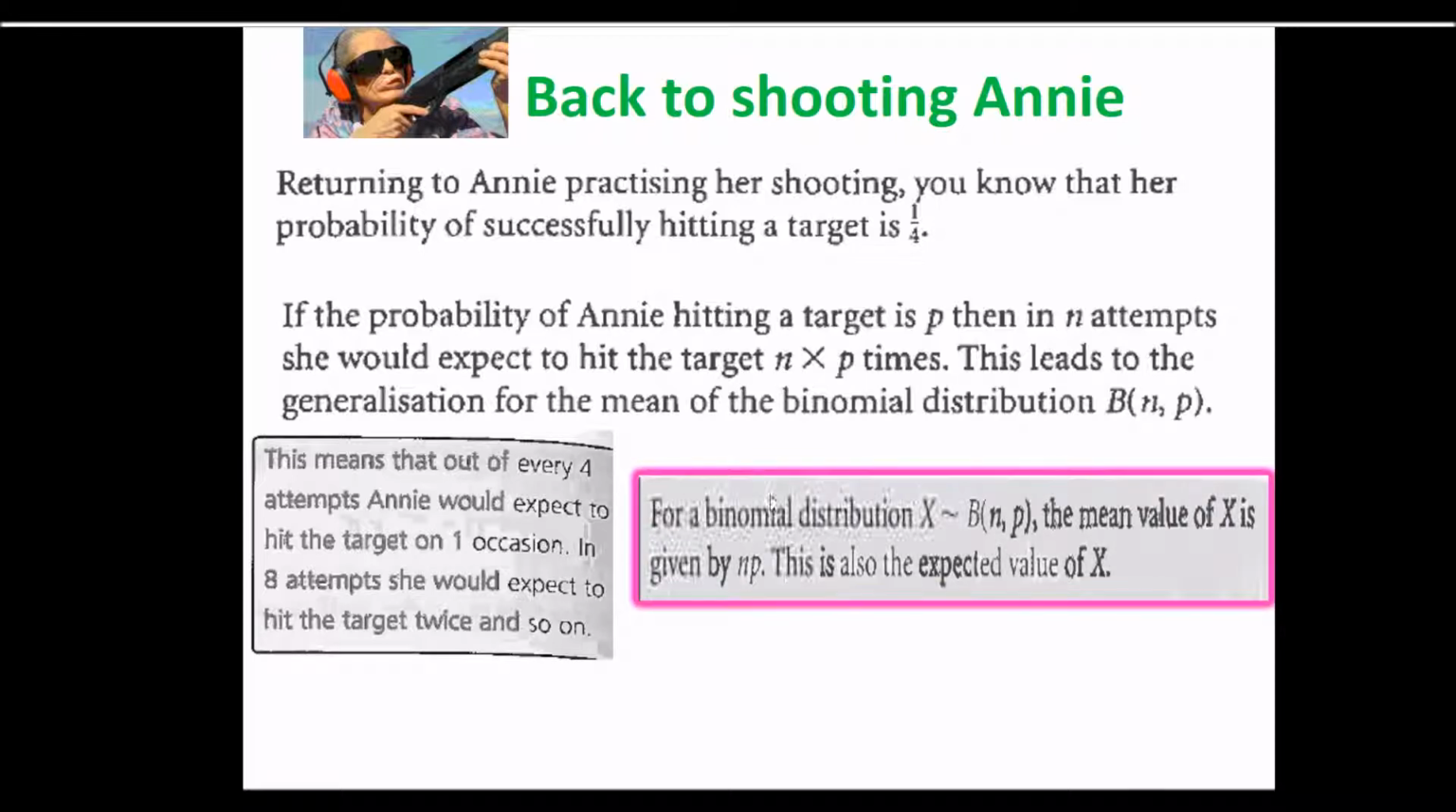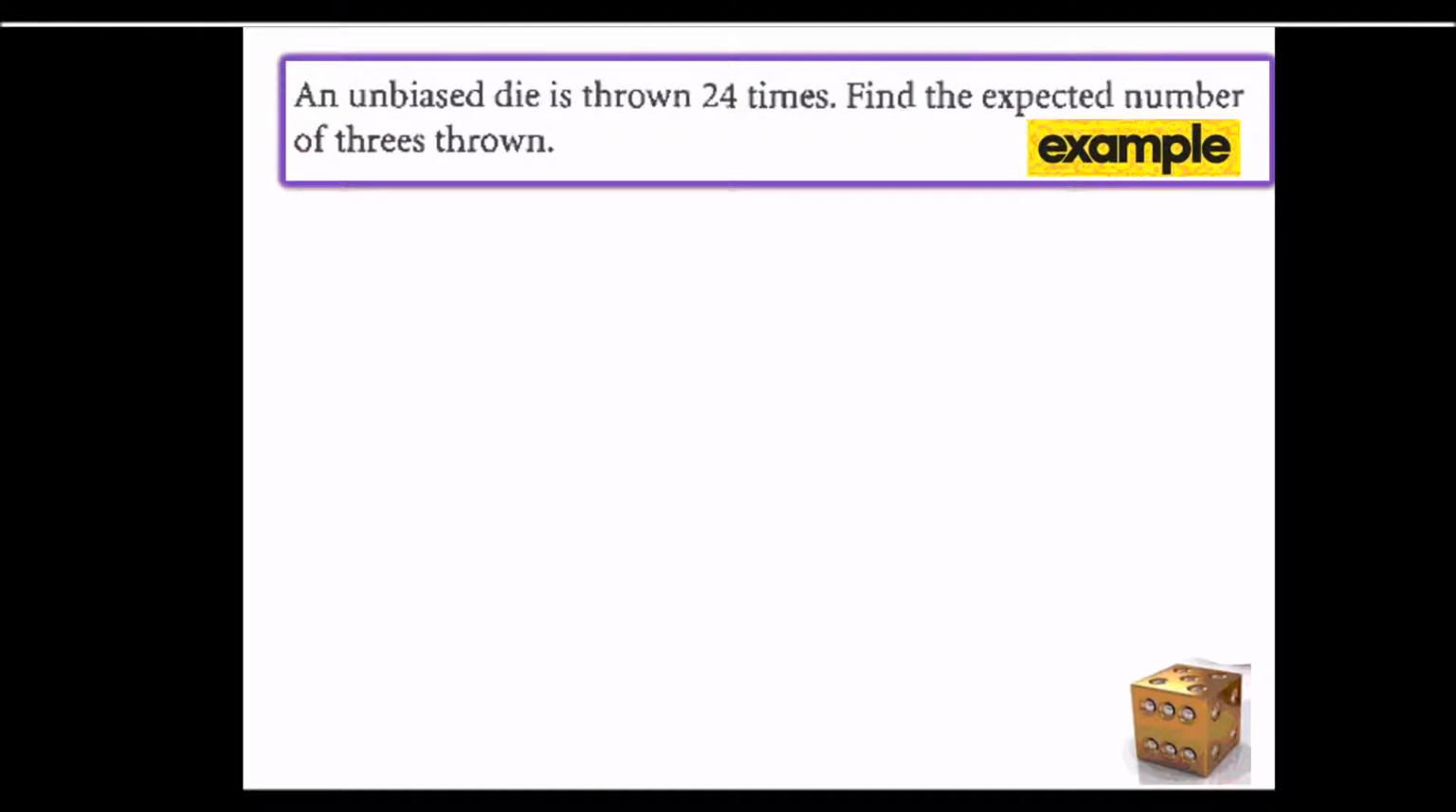So for a binomial distribution where X is binomially distributed with n and p, the mean value of X is given by np. This is also the expected value. So this might ring a bell: it's the expected value of X. If they ask for the expected value, you would use that. Let's see this in action.